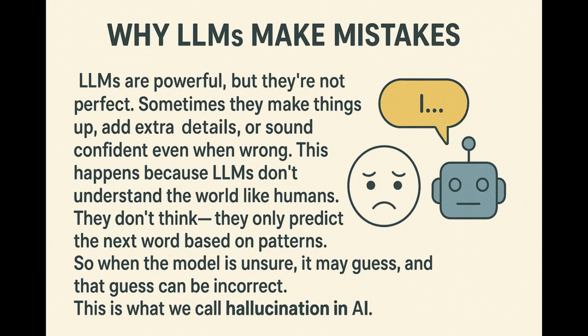Now, LLMs are powerful, as we discussed, but they are not perfect. Sometimes they make things up, add extra details, or sound confident even when they're wrong. This happens because LLMs don't understand the world like humans. They don't think; they only predict the next token based on patterns, because they learn patterns only. So when the model is unsure, it may guess, and that guess can be incorrect. This is what we call AI hallucination.